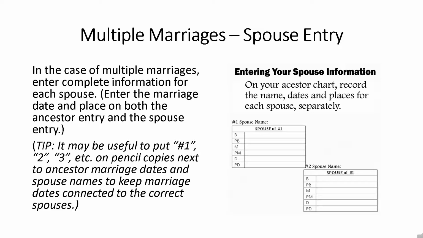Multiple marriages on the spouse entry. In the case of multiple marriages, enter complete information for each spouse. Enter the marriage date and place on both the ancestor entry and the spouse entry. Here's a tip. It may be useful to put number 1, number 2, number 3, etc. on pencil copies next to ancestor marriage dates and spouse names to keep marriage dates connected to the right spouses.